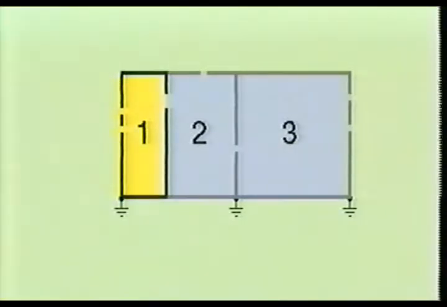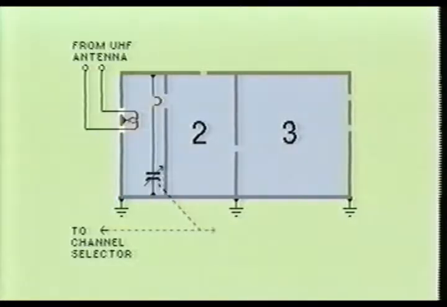The first compartment is where the UHF antenna connects to the stage. This compartment contains the antenna input coil, which looks very similar to a paperclip, the antenna tuned line, which acts as a coupling coil, and a trimmer capacitor, which is gang-tuned with two other capacitors, which form the channel selection circuitry.